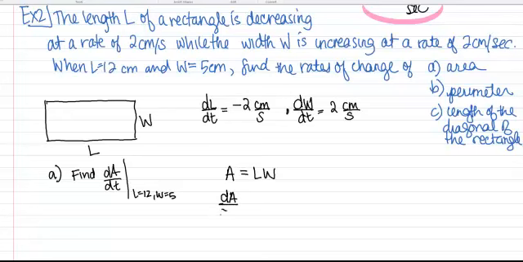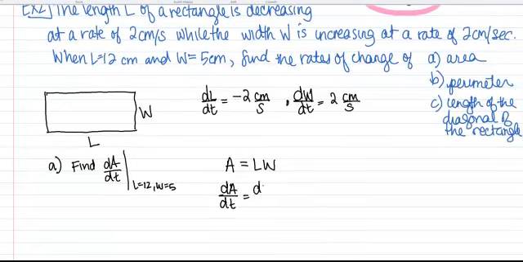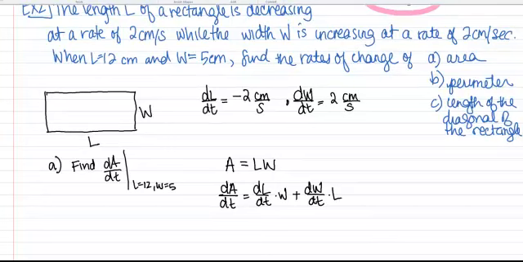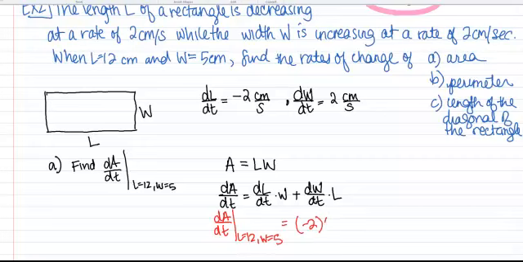So when we differentiate with respect to time, try to remember your product rule. So that's going to be dL/dt times W plus dW/dt times L. And since now we're trying to figure out what all this equals, when we plug in L is 12, W is 5, we can get our answer. So dL/dt is negative 2, W is 5, dW/dt is 2, and L is 12. Negative 10 plus 24, so 14 centimeters squared per second.